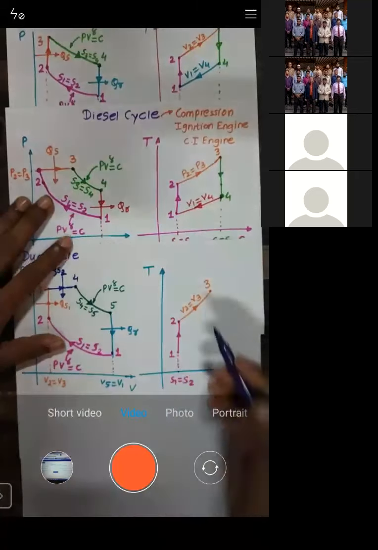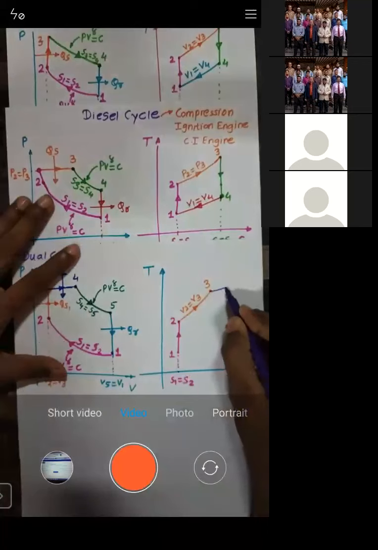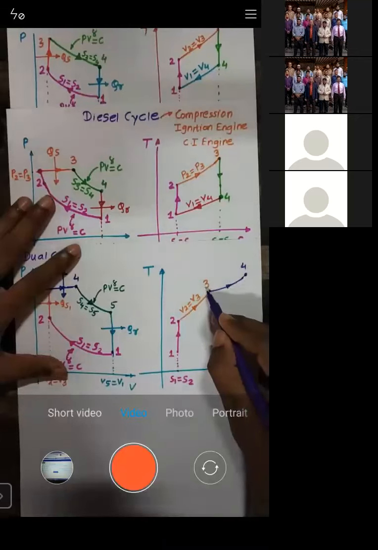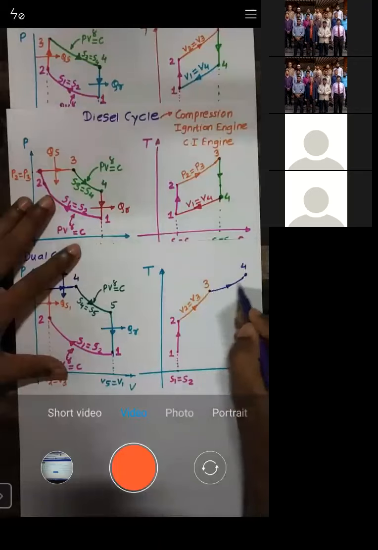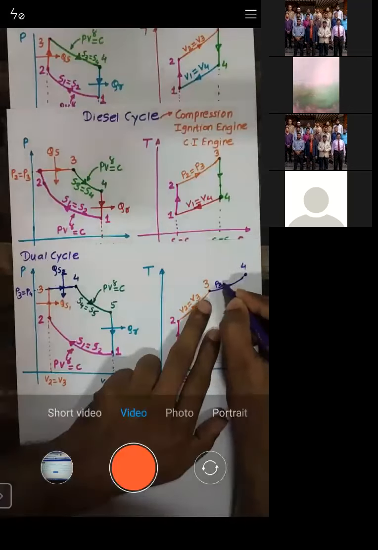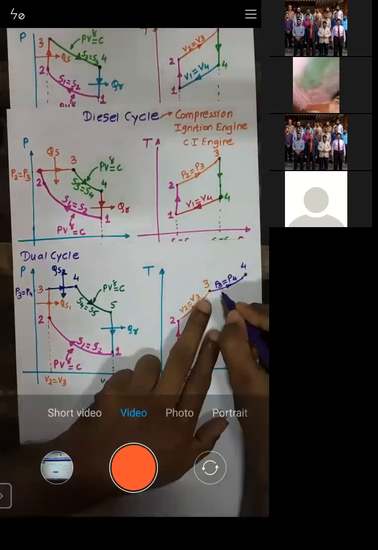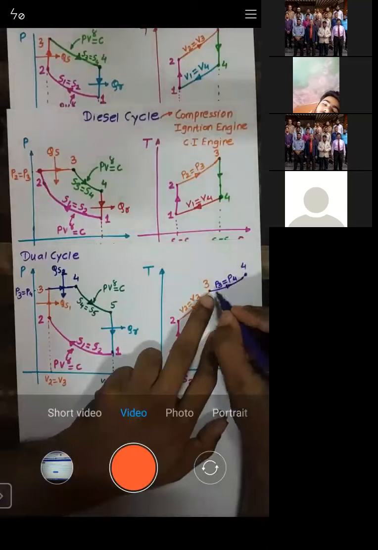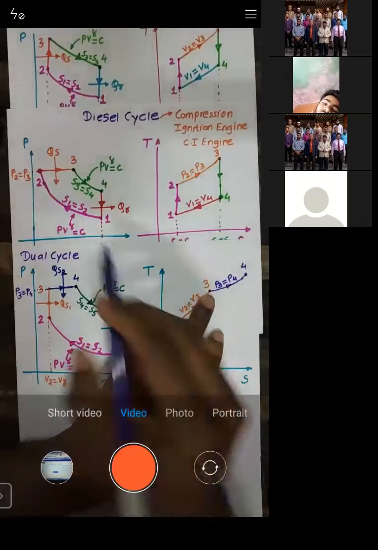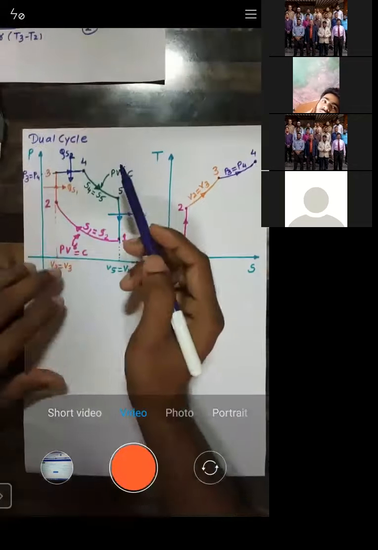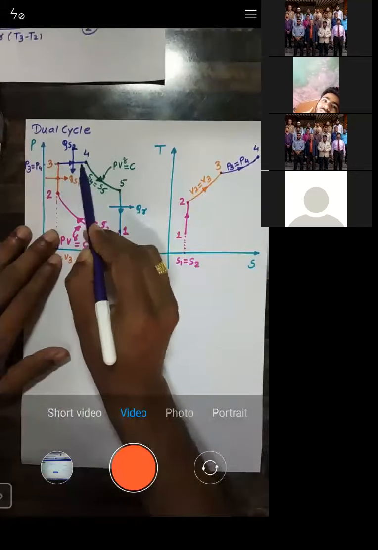So from point number 3, I will move on a constant pressure line, and I will get the point number 4 here. Along this line the pressure is held constant, that is P3 is equal to P4. If you measure the pressure at any point on this line, it is constant. You can see here, all of you. By keeping the pressure constant, we are adding the heat.